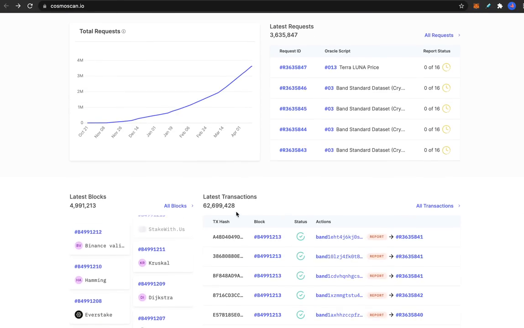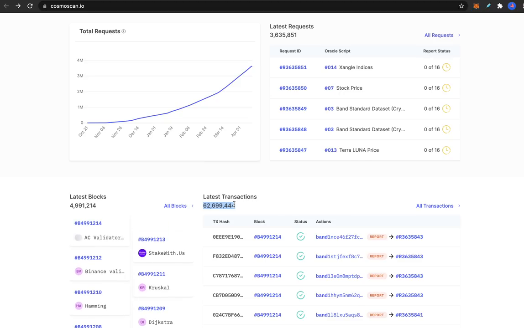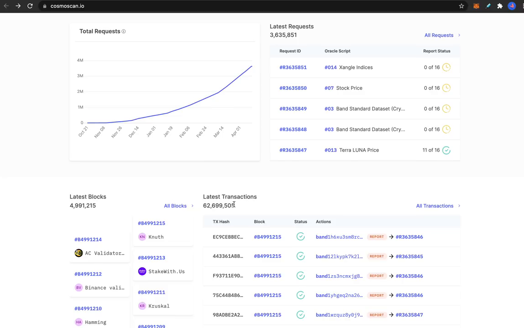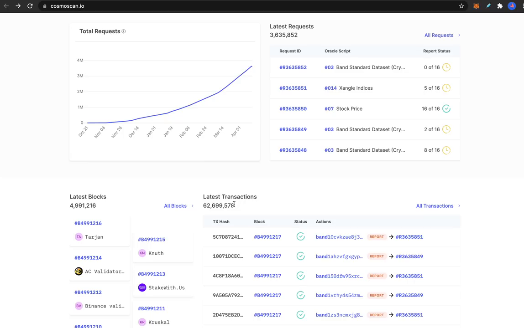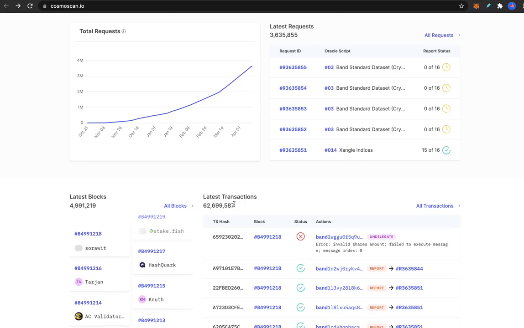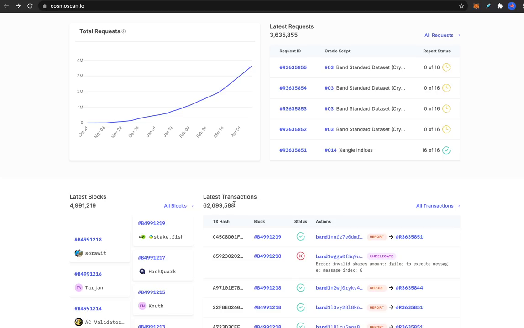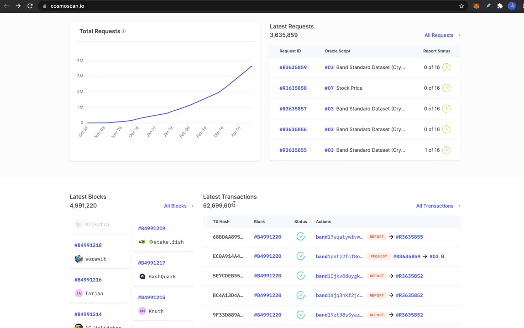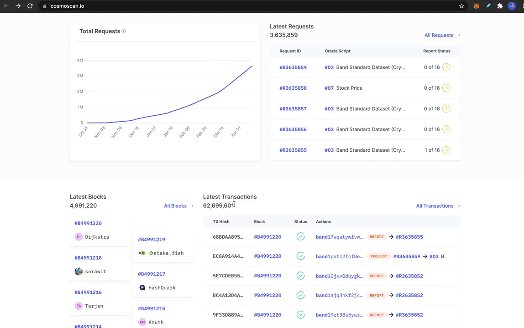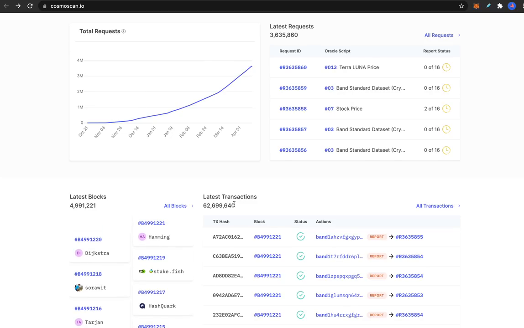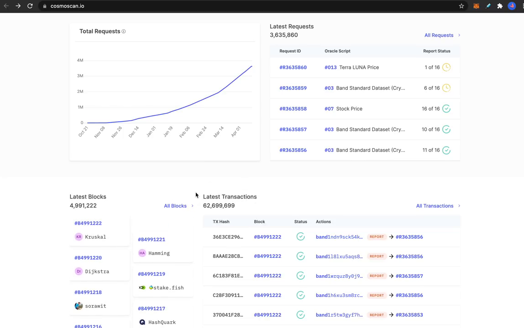But here, if you take a look at the latest transactions, the total transaction count for Band Chain alone, which is not even meant for transactions, it is used for these oracle functions, they already have 62,700,000 transactions, which is more than the whole NEO blockchain, which is supposedly going to be like a hub of blockchains in some people's minds. But even this has more transactions than the NEO chain. So for me, NEO chain is looking like a ghost chain.